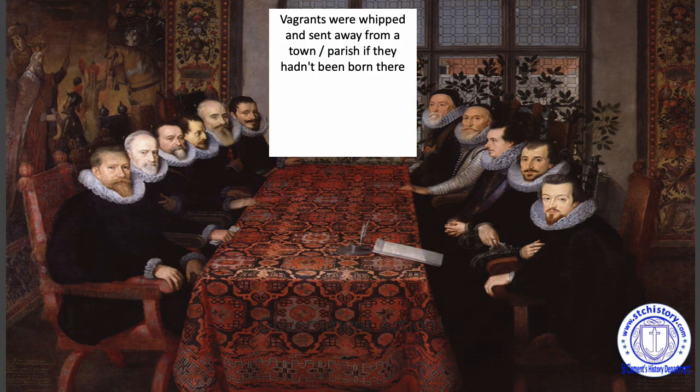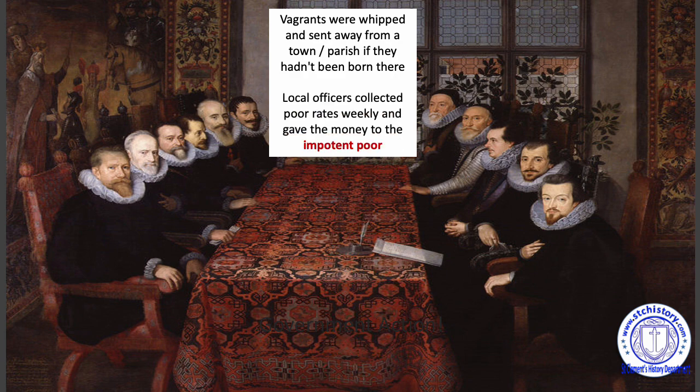This is the Privy Council that you can see here. We're whipping the vagabonds, the vagrants, and we send them away. If they are found in another parish from where they initially came from, they will be sent back to where they came from and whipped even more. Again, if they were found again, they would possibly be killed.